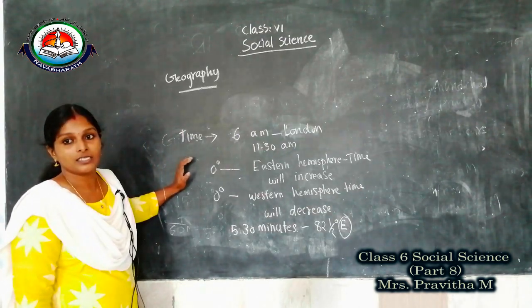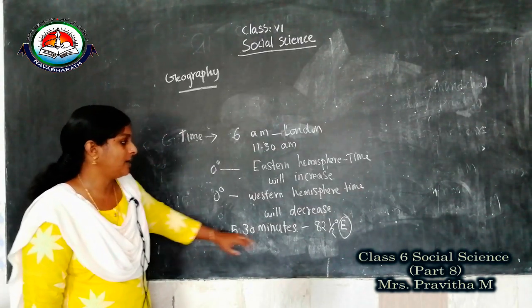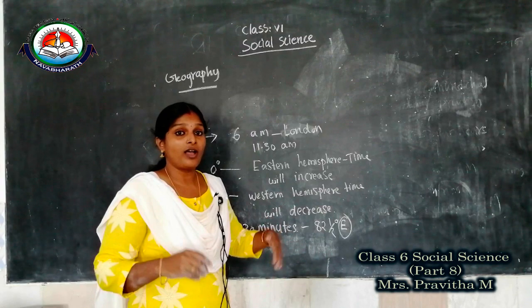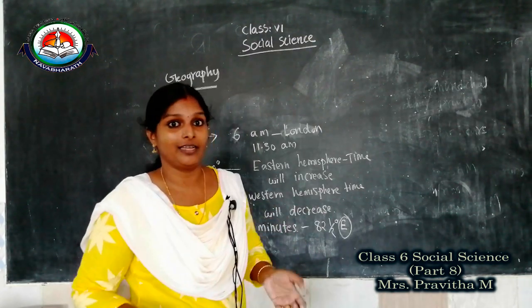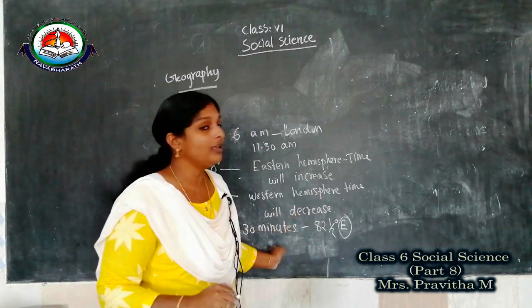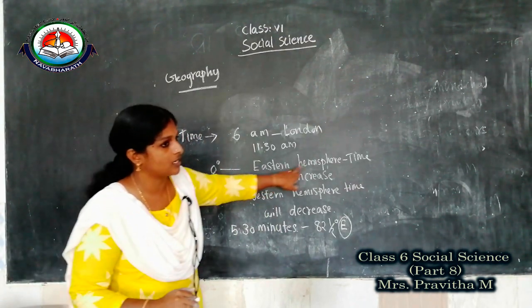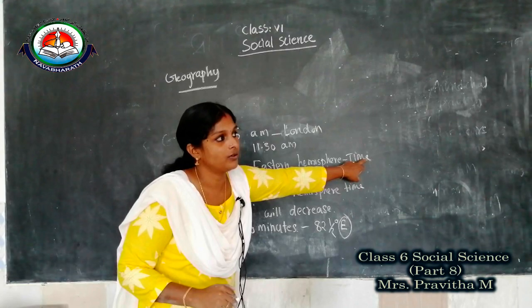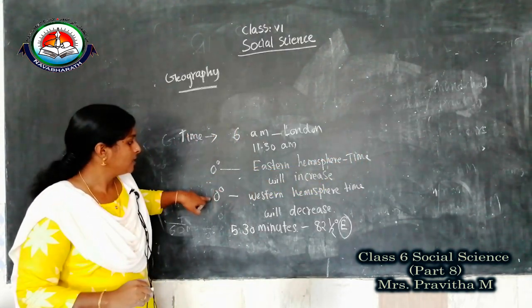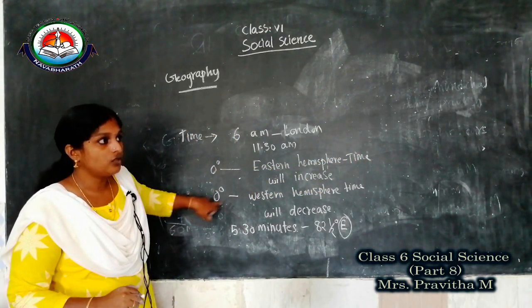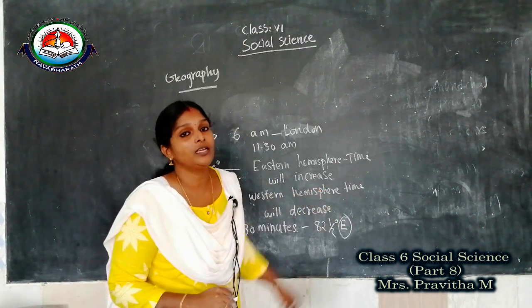Okay, children, so that is the difference between Indian time and Greenwich time. We are 5 hours and 30 minutes ahead. Time will increase from the Greenwich line. If we are moving from the Greenwich line to the eastern direction, time will increase. When we are moving from 0 degree, or the Greenwich line, to the western direction, time will decrease.